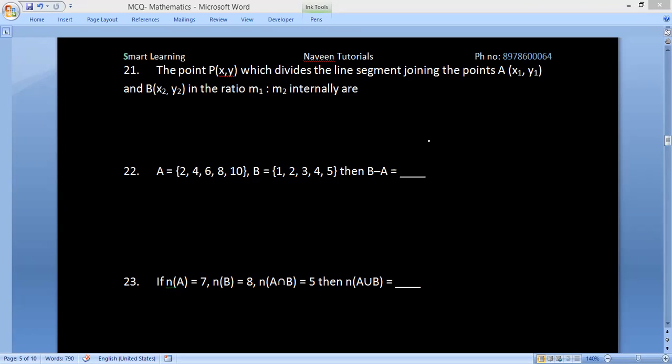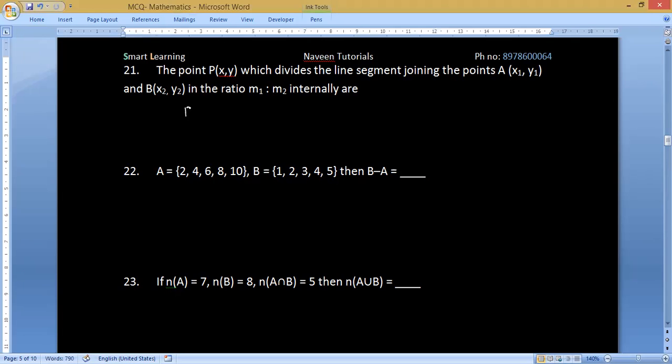The point P(x, y), which divides the line segment joining the points A(x1, y1) and B(x2, y2) in the ratio m1 to m2 internally, is. So for this we have a formula. We call it the internal division formula or section formula.